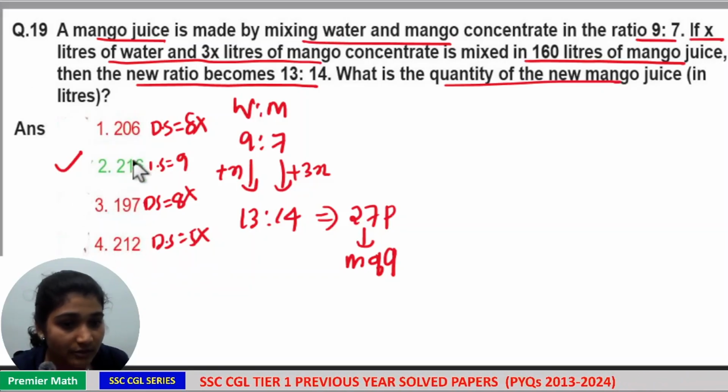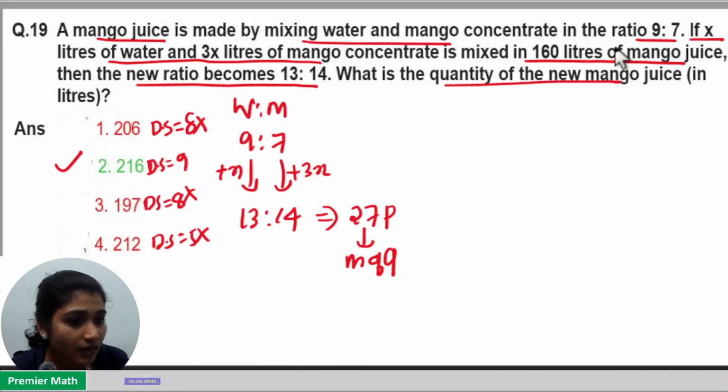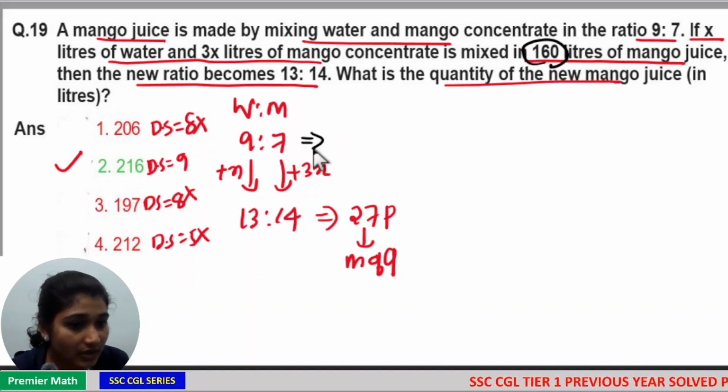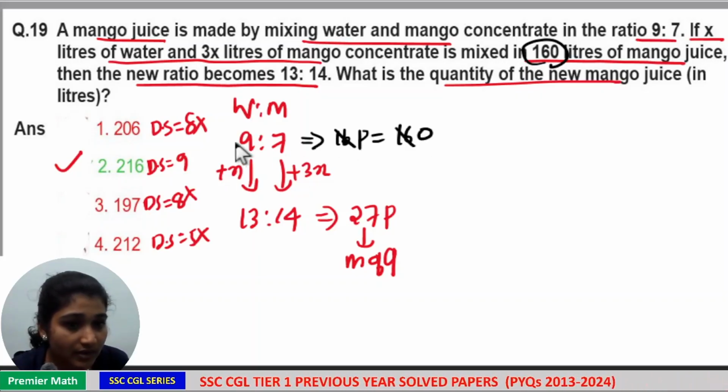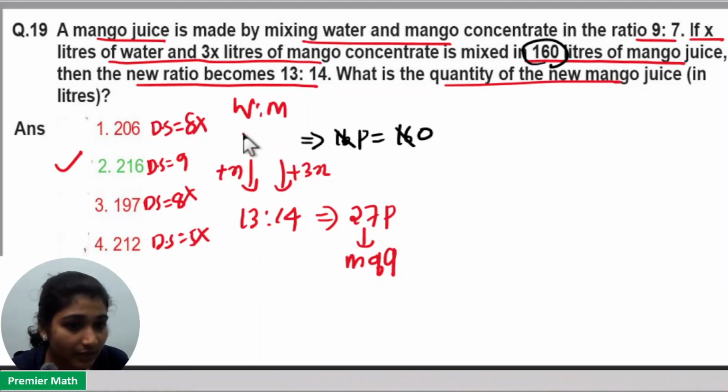There is also another method, that is the ratio method. Here the initial quantity is equal to 160 liters. That is, the initial quantity means 9 plus 7, 16 parts is equal to 160 liters, which means 1 part is equal to 10. Then 9 parts will become 90 and 7 parts 70 liters.